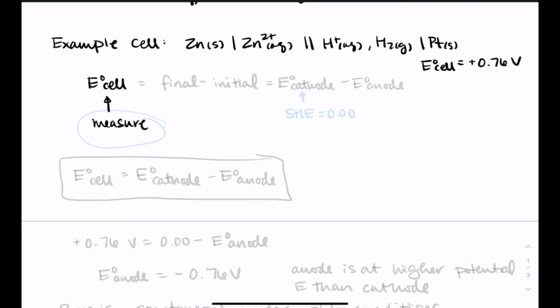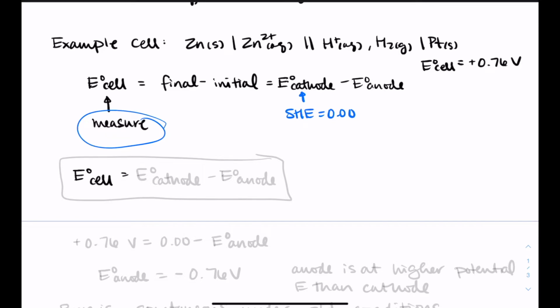Well, we have two things going on here. In the cell, this is a potential, this is an energy. We can do final minus initial, which is really cathode minus anode. And we have stated that the cathode, which is our standard hydrogen electrode, is 0. That is our 0 point. This is our reference against it. So the standard cell potential is the potential of the cathode minus the potential of the anode.